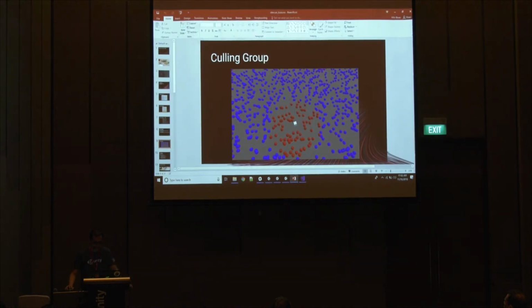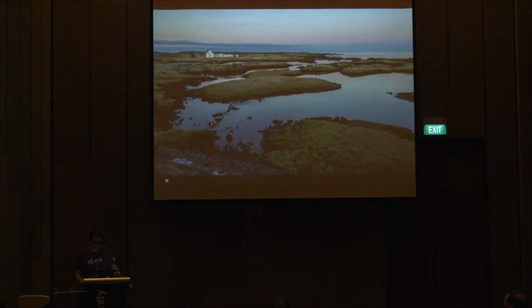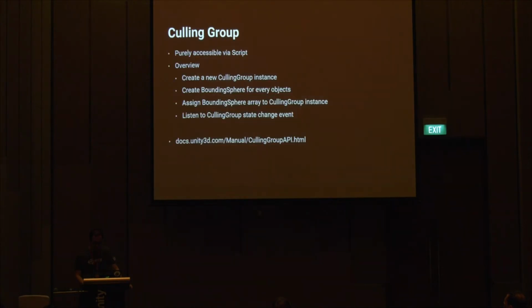All you need to know is this is the overview. So you need to create a new instance of Culling Group, set bounding spheres to every object that you want to check against, assign that bounding sphere array to the Culling Group instance, and listen to the state change event. And then you can handle it whatever you like in that state change event. You can find out more from this link here. It's on the manual.